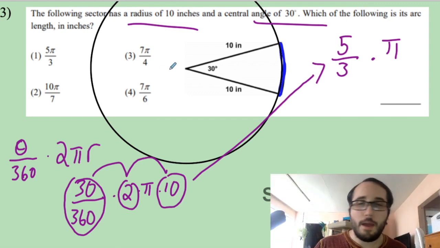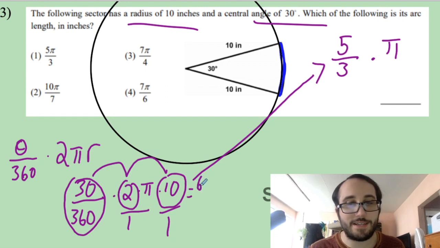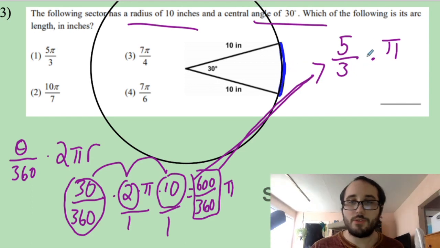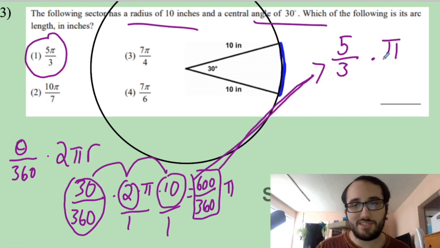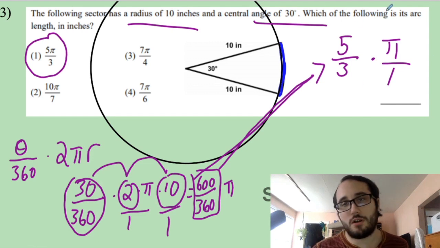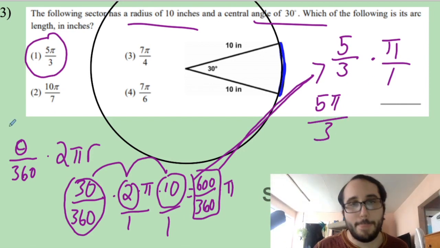You could do the same, or you can just use what I taught you with fractions. When you multiply fractions, 30 times 2 times 10 is 600. So you would technically get 600 over 360 times pi. This reduces to 5/3, okay? So again, you might say, this is the only one where pi looks like it's on the outside, so it's a little bit different, right? It's the same thing. Remember, pi is just a number. Write it as a fraction, multiply straight across. 5 times pi is 5 pi, and 3 times 1 is 3. And that's our answer.